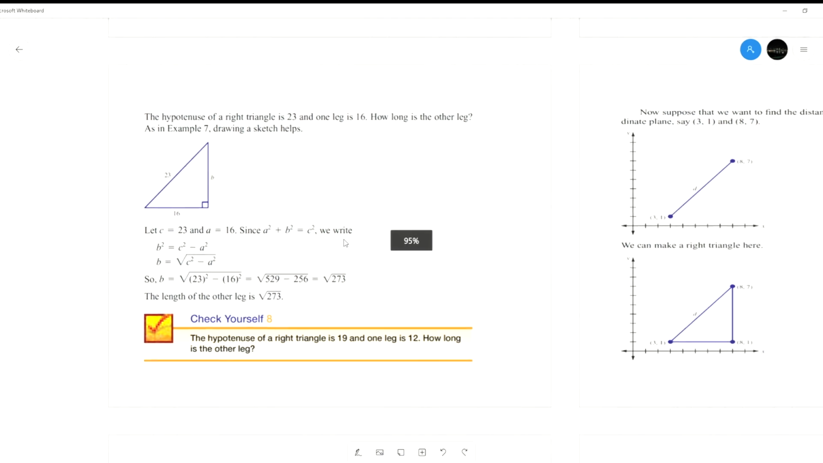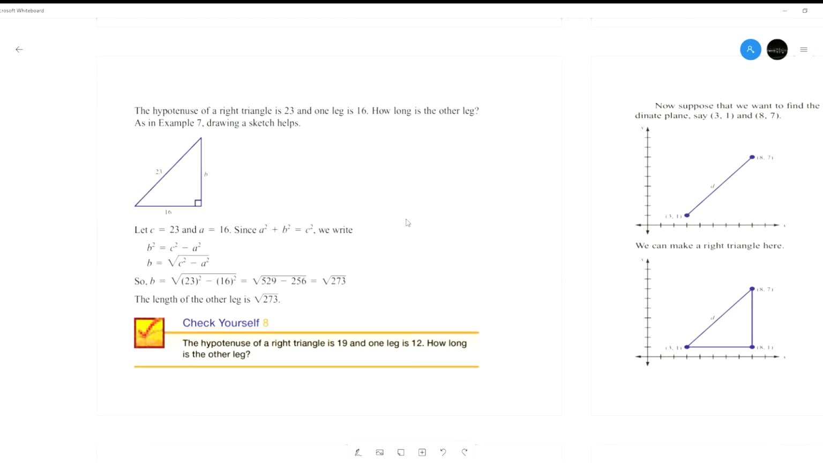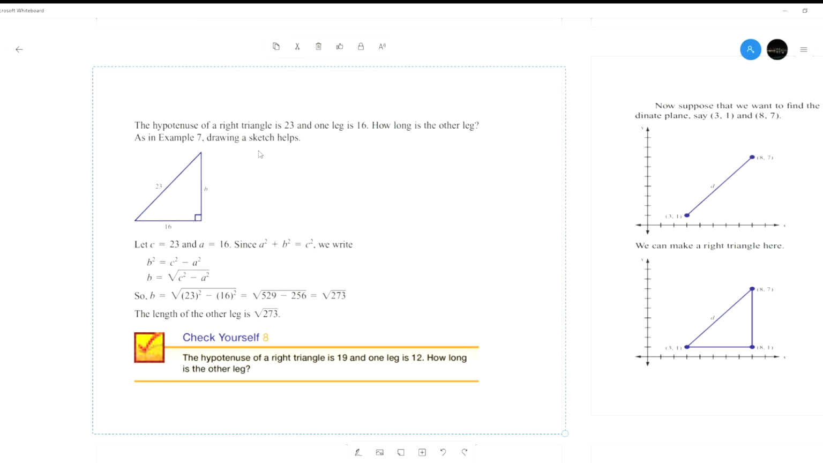Okay, now we're looking at a problem where we're asked to solve for one of the legs. So in this right triangle, the hypotenuse is 23 and the leg is 16. So we need to find the other leg. Earlier we said the Pythagorean theorem is leg squared plus the other leg squared equals the hypotenuse squared, right? And if you think about it, that means we have to manipulate this Pythagorean theorem. So we have 16 squared right now.